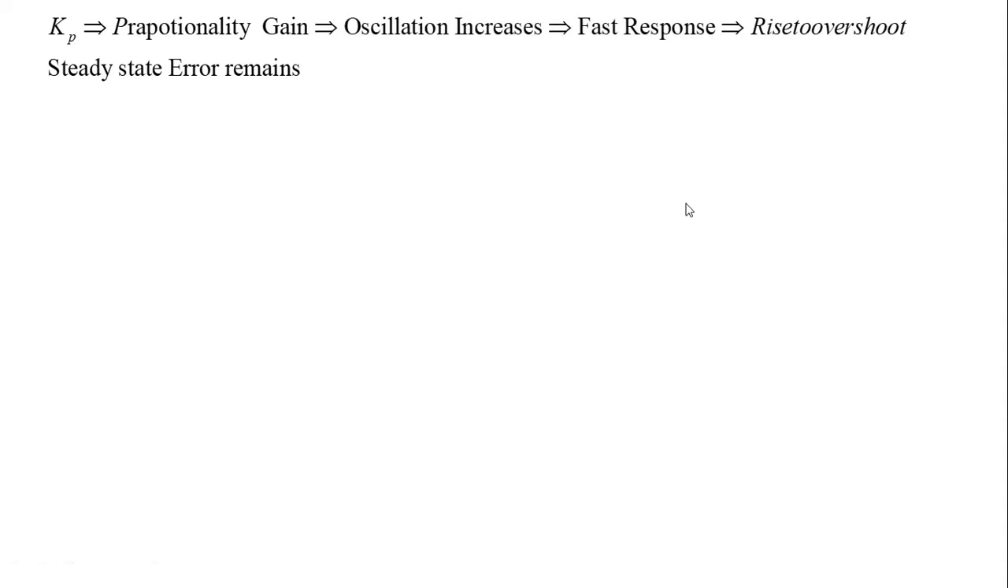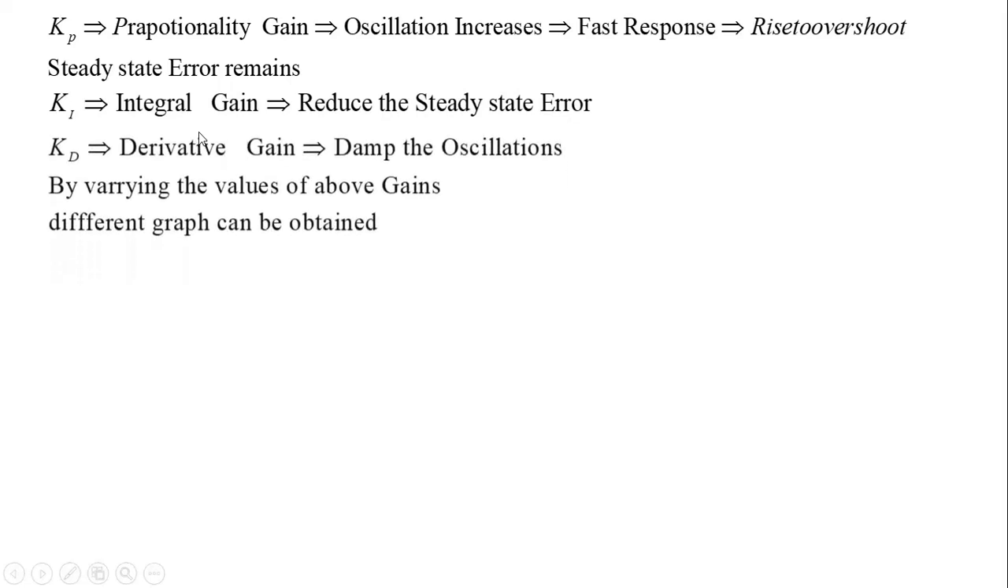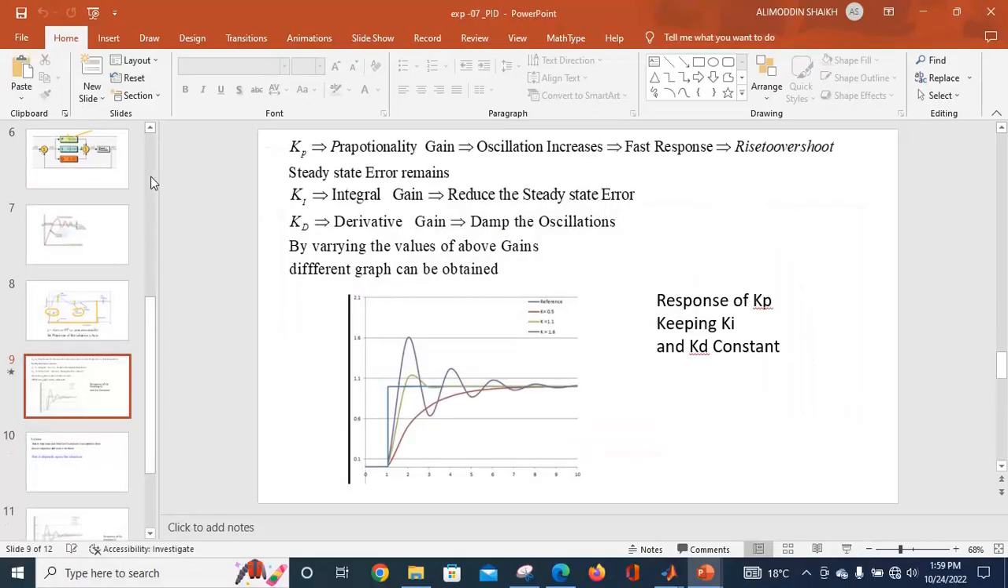Finally, we have made a conclusion. When we increase the Kp value, the proportional gain increases, oscillation increases, and a fast response will be there, but there will be steady state error. For removing the steady state error we use the integral gain, and for removing the oscillations we use the Kd to damp the oscillation. That all we have seen in the last lecture.